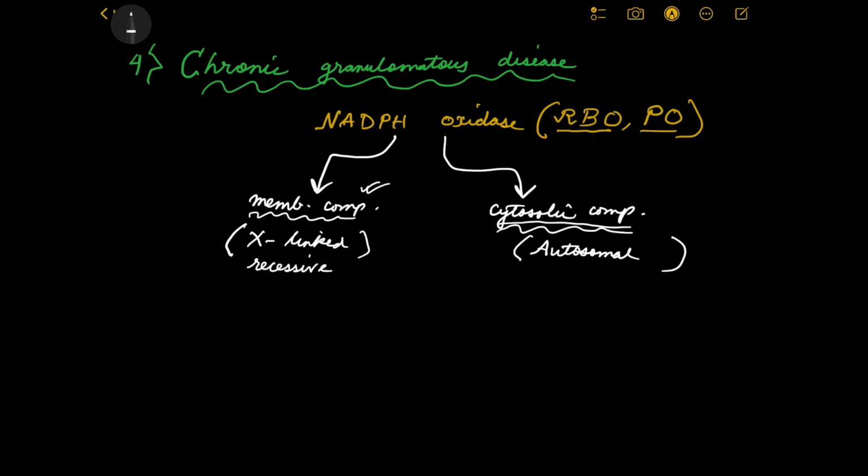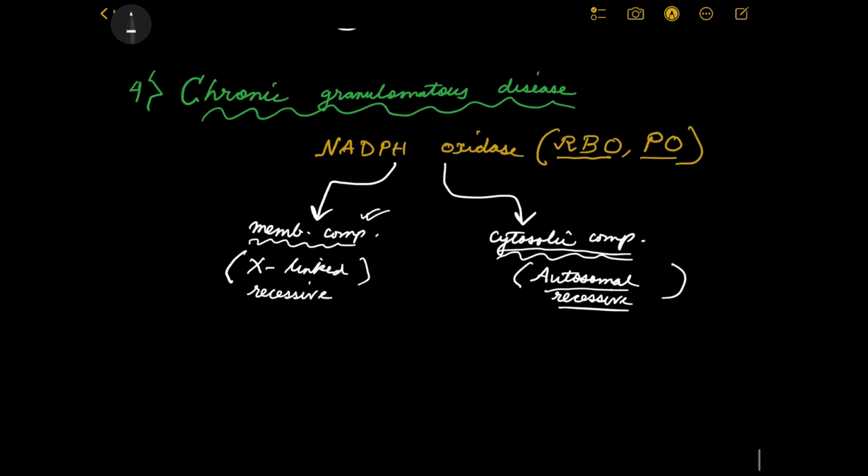X-linked recessive disorder. Chediak-Higashi, by the way, I think was autosomal recessive, if I remember correctly. You probably would have to look that up. Anyways, the cytosolic component is autosomal recessive. If that is defective or deficient, chronic granulomatous disease will be autosomal recessive.